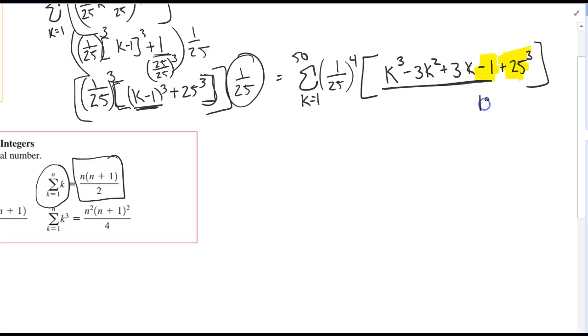And I would get 15624. That would be a number that I add into that.